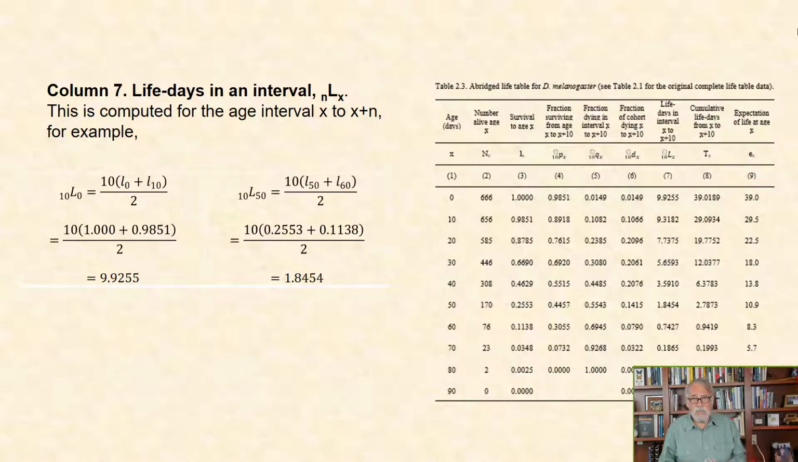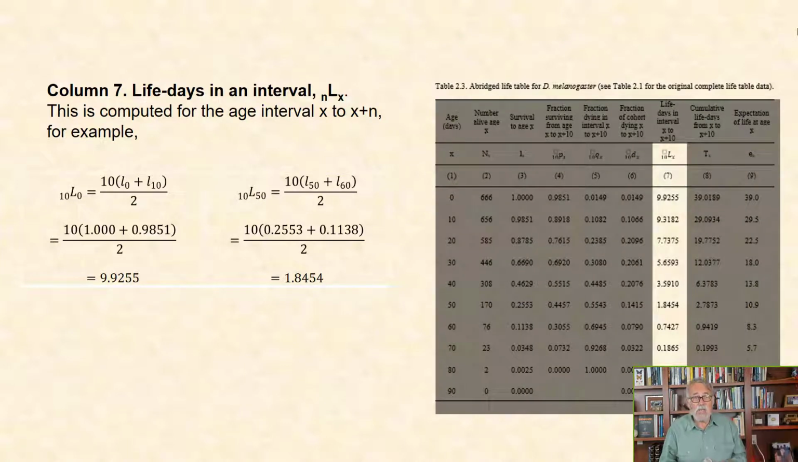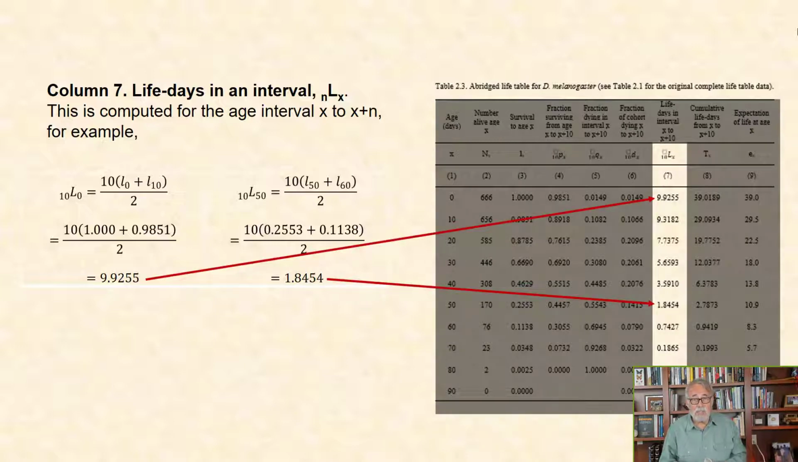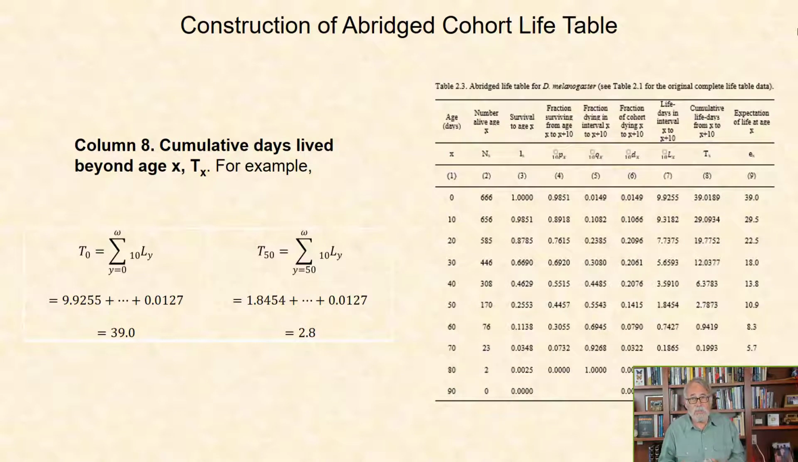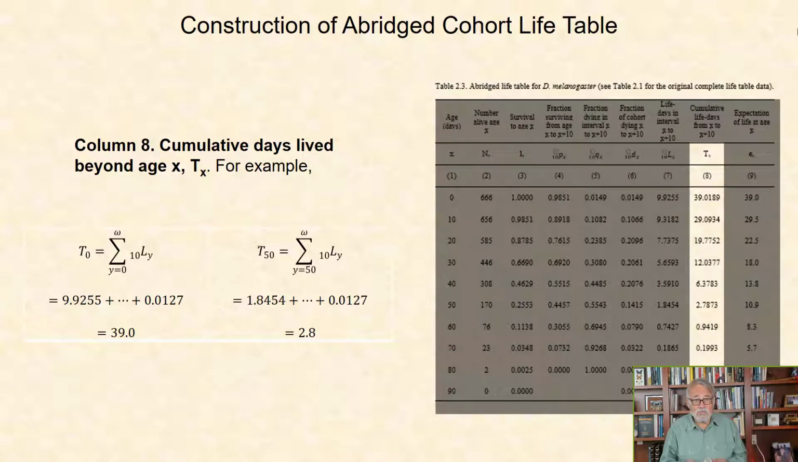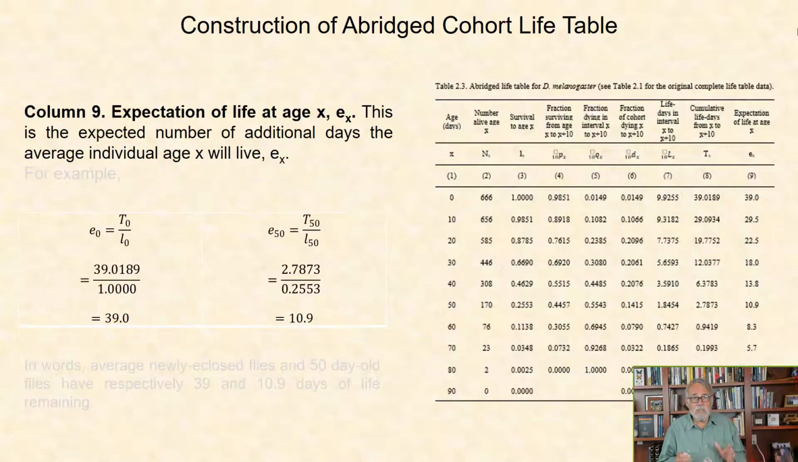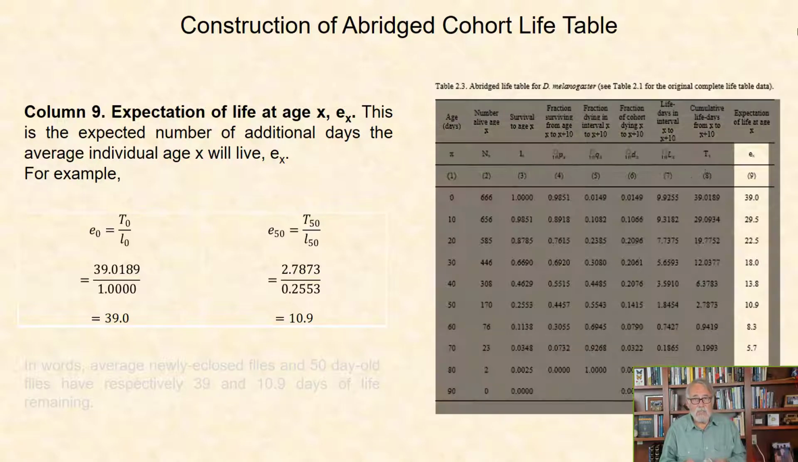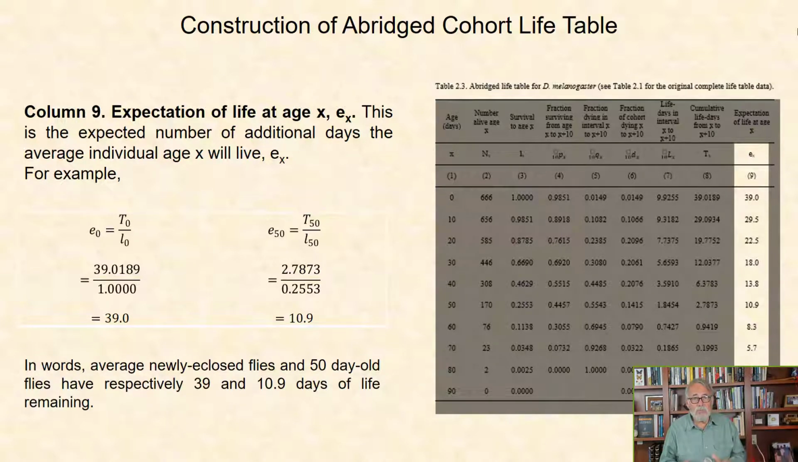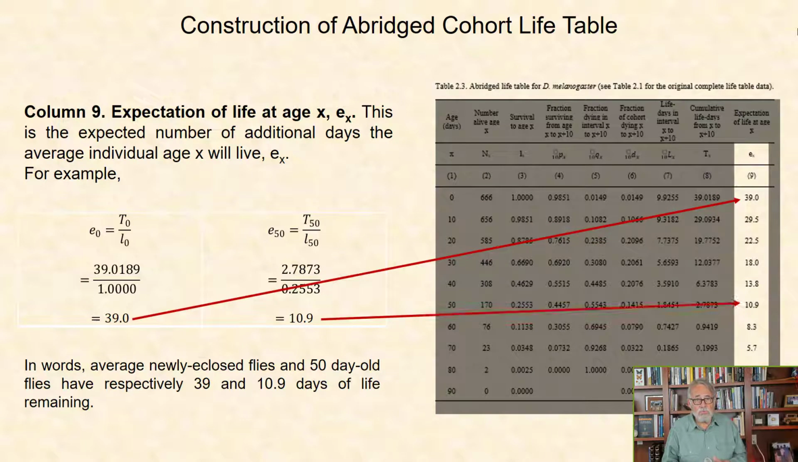Column 7 contains life days lived in an interval x to x plus n, denoted nLx. Here are example computations for the abridged table parameter Lx. Column 8 contains the cumulative days lived by the cohort beyond age x, denoted Tx. Here are example computations for the abridged table parameter Tx. Column 9 contains expectation of life at age x, ex. This is the expected number of additional days the average fly age x will live, denoted ex. Here are example computations for the abridged table ex. In words, average newly eclosed flies and 50-day-old flies have respectively 39 and 10.9 days of life remaining.